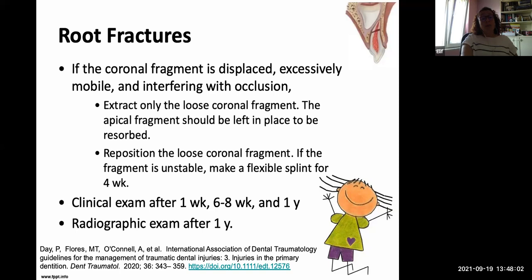And afterwards, we might make a clinical examination, follow-up examination extended to a year, and also radiographic examination for a year is also needed for these patients.